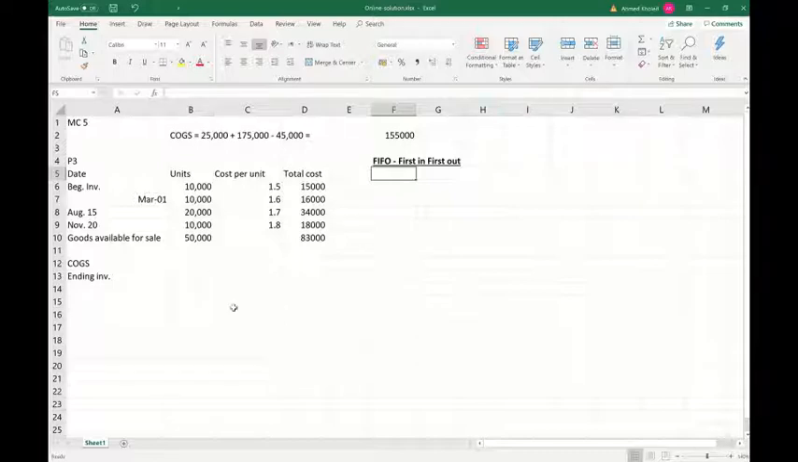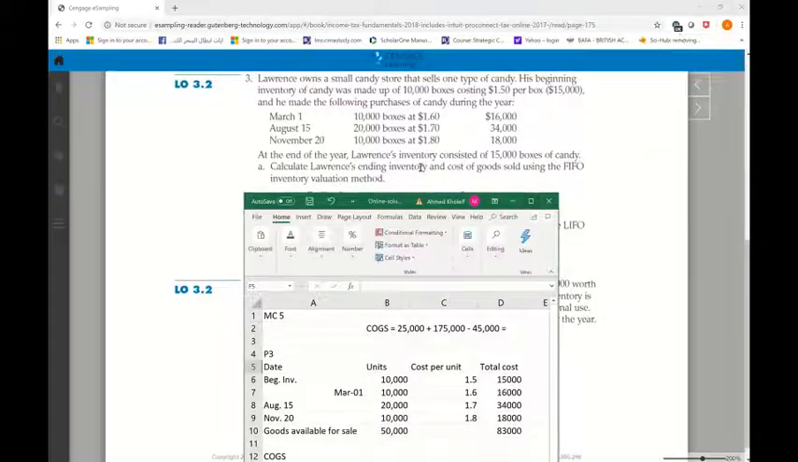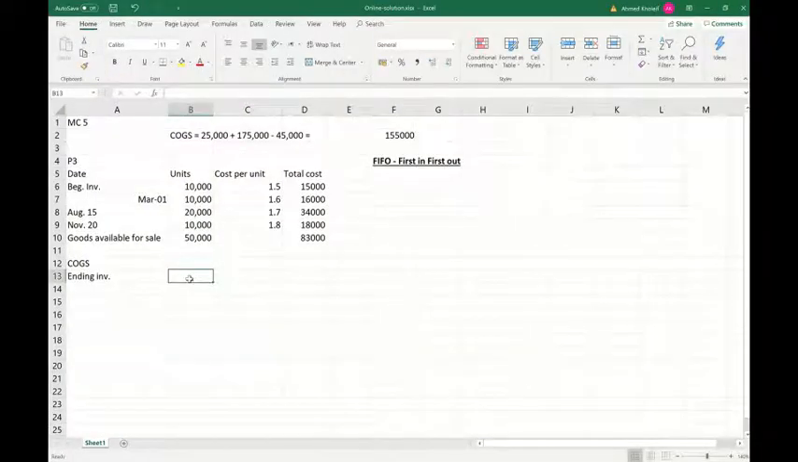So we need to identify how many units are in the ending inventory and how many units were sold. This is already given in the question. At the end of the year, Larson's inventory consists of 15,000 boxes of candy. So this is the ending inventory. The number of units in the ending inventory is 15,000.